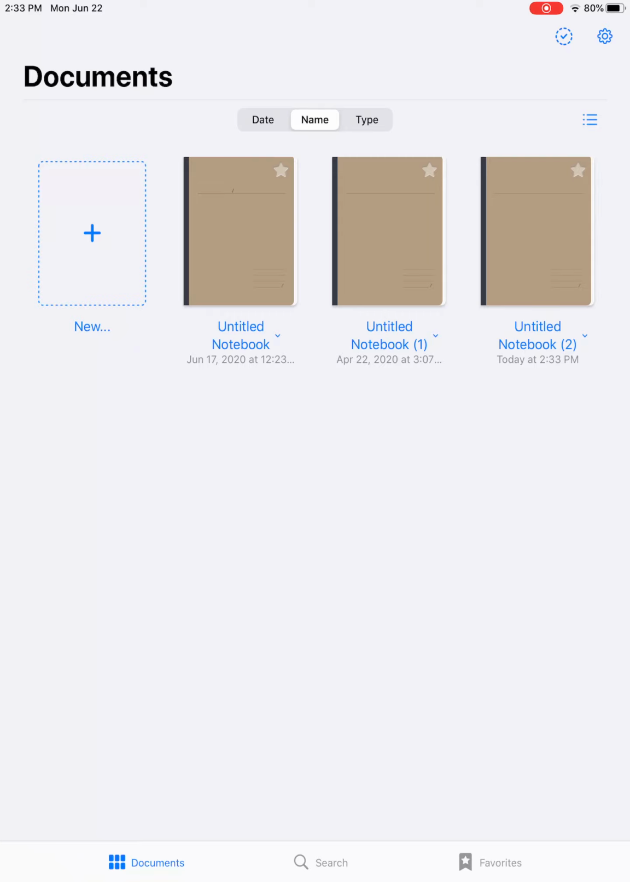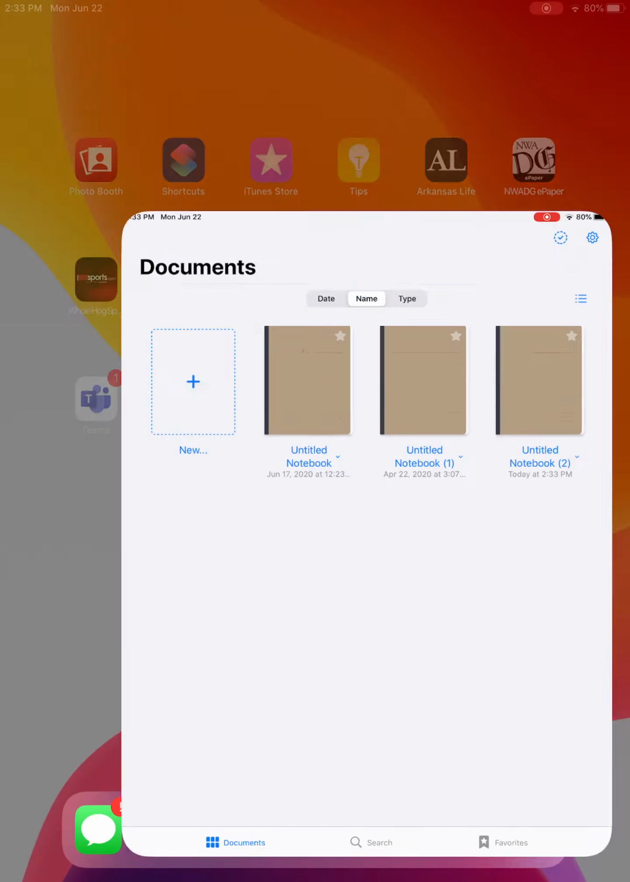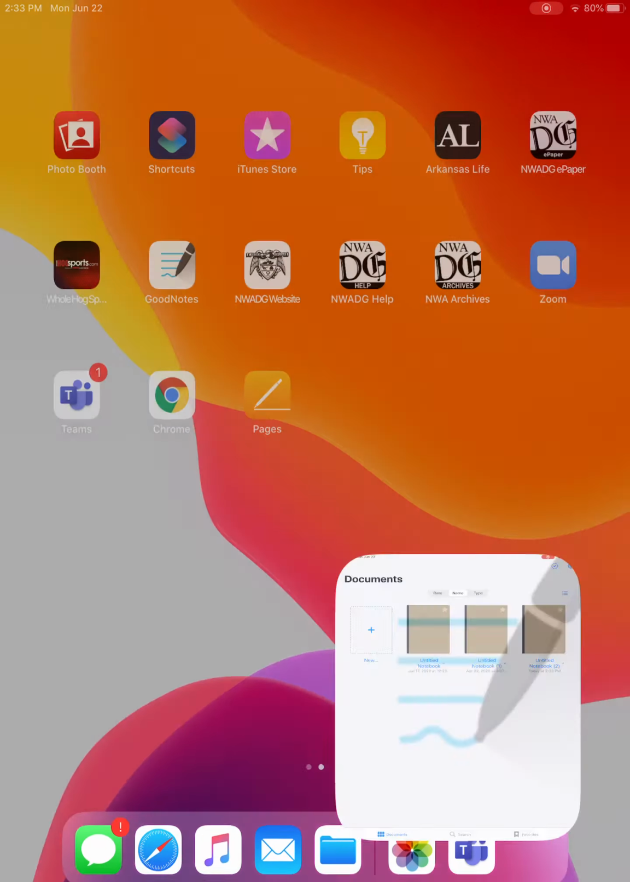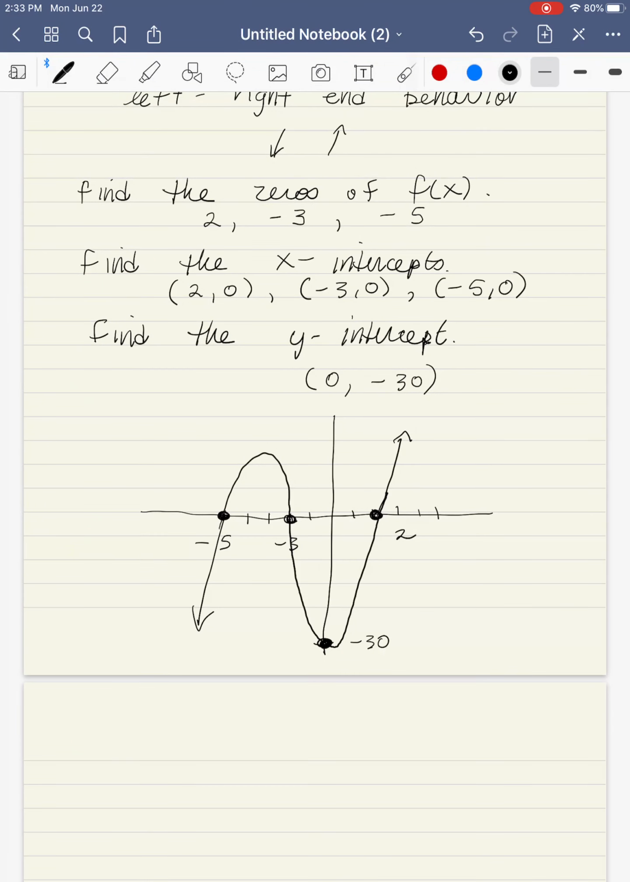And that is graphing my graph. Okay, I don't know what I just did. There we go. Okay.